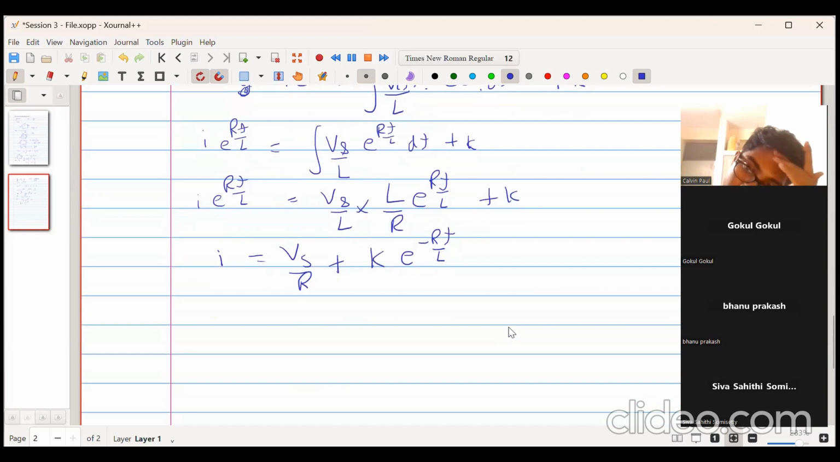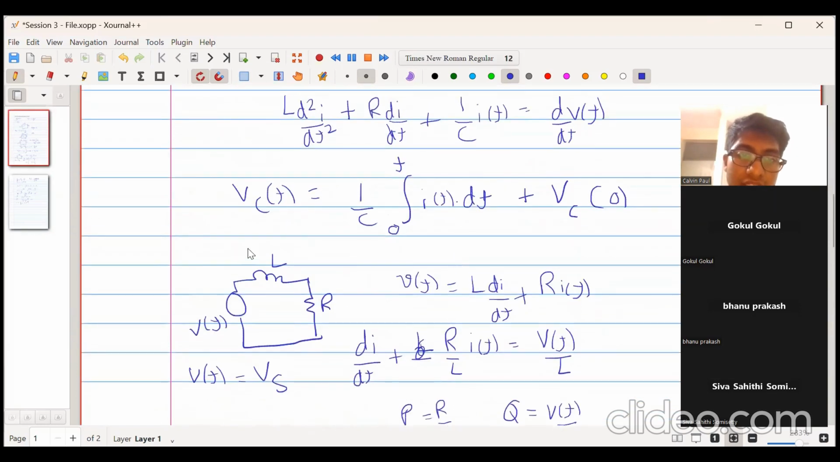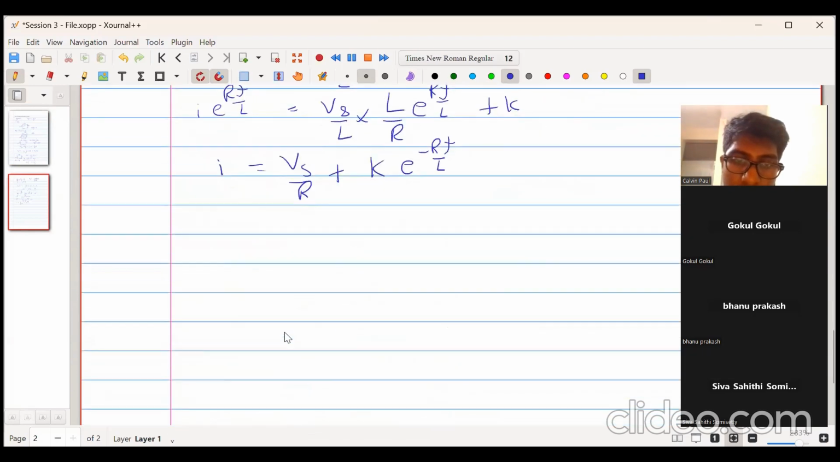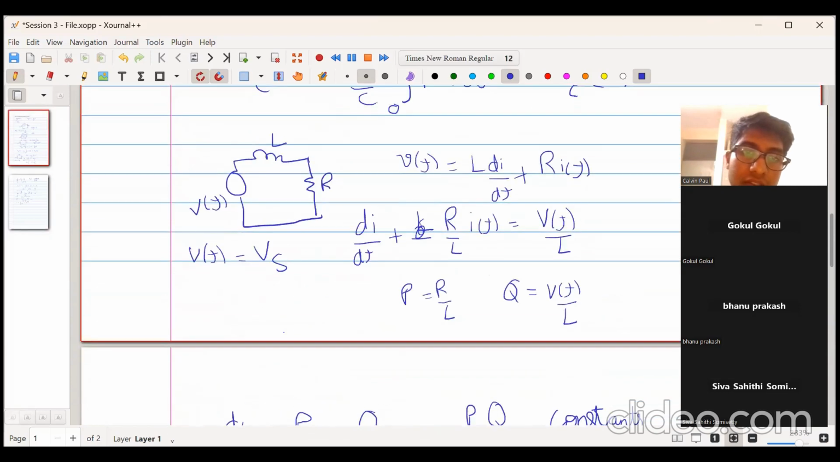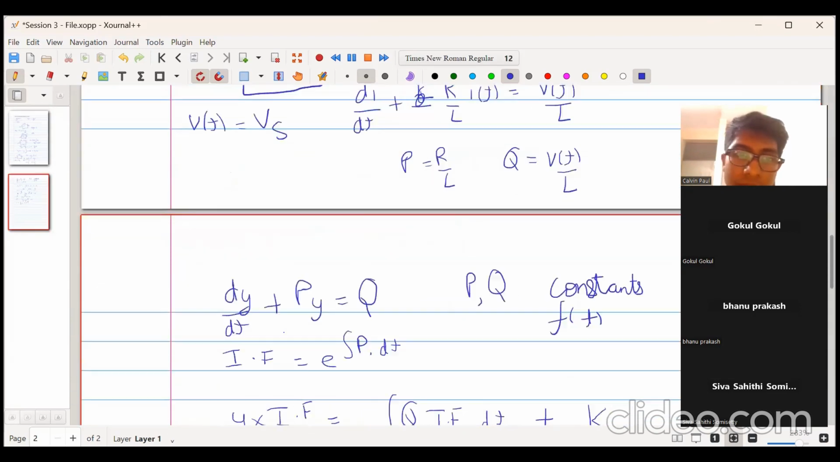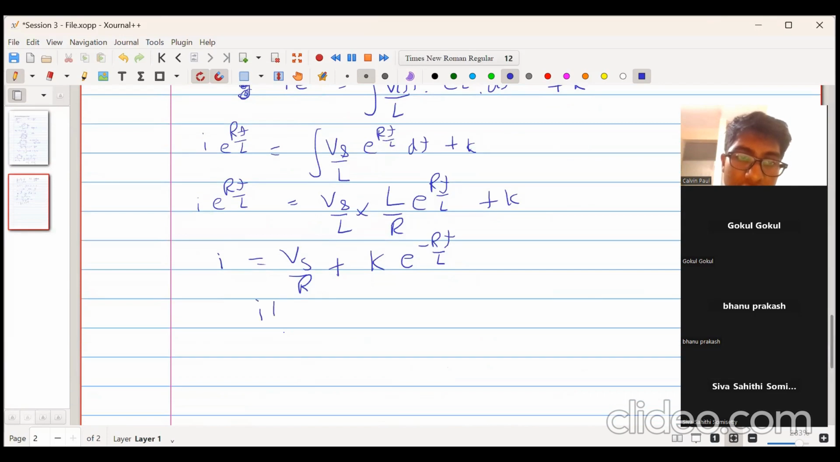Now what we do is, we know that initially in this circuit we assume that the current through the inductor is 0. Let us assume that this is the current through the inductor. We will assume it to have some initial value I of 0. I of 0 is the current through the inductor at time t equal to 0.